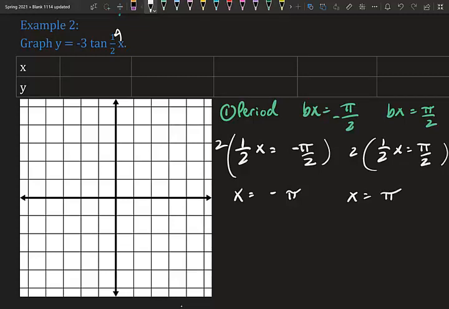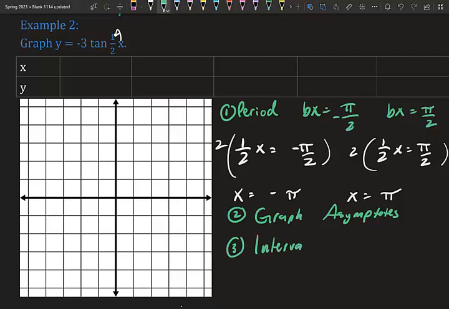Alright, so now we have our period, also known as our asymptotes, but before we actually get to our asymptotes, that's our second step, to graph the asymptotes. But before we graph the asymptotes, I like to see my intervals first. So let's go ahead and do our intervals.